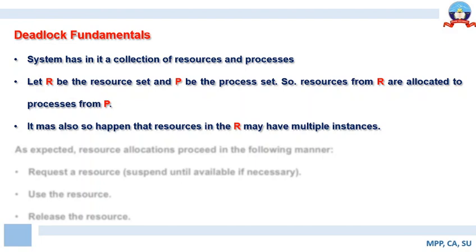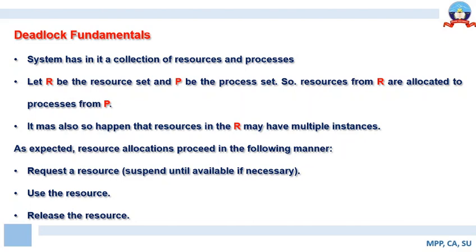So it may so happen that in a given architecture there might be resources of different types depending on the number of instances they have, either single instance or multi-instance. Now, as expected, resource allocation proceeds in the following manner. Any process that wants to utilize a resource in order to perform certain purpose-specific tasks has to request the resource first. This is the first operation that a process is expected to perform whenever it wants to utilize a resource in order to perform an operation. So it has to request a resource.